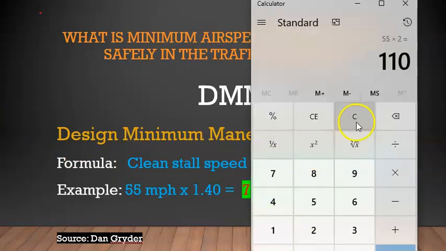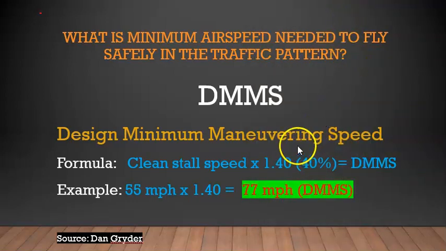For example, the Cessna that I fly on occasion, a 172, the clean stall speed is more or less around 55 miles an hour. I multiply that times 1.40, which increases it by 40%, and I get 77 miles an hour. So I was very curious. I said, how come we use this 40% increase, not 30? Why not 60? Why not 20?